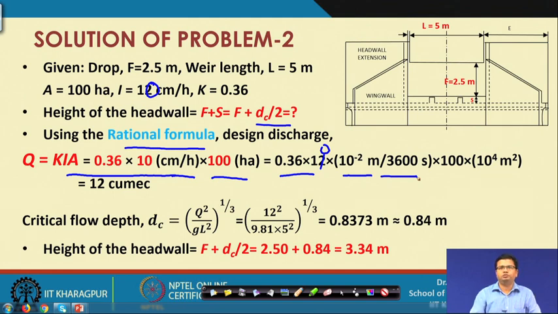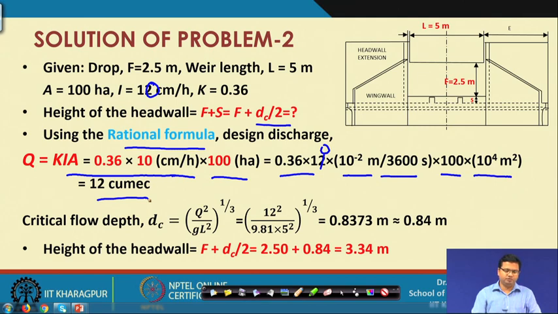So, for that you have to multiply 10 to the minus 2 divided by 3600 into 100 hectare. 100 hectare is your catchment area, so into 10 to the 4 meter square is the area. That is the conversion factor you are using. So, you will get 12 cubic, your design discharge.